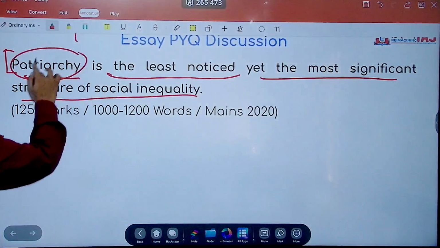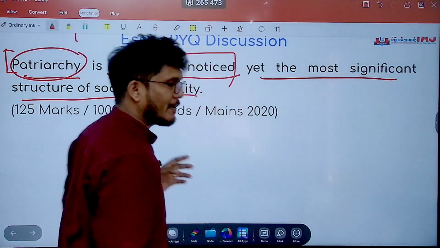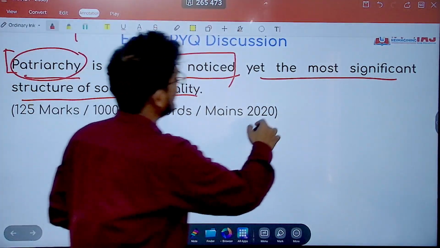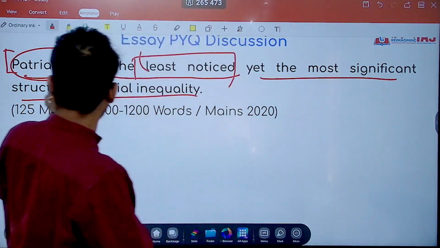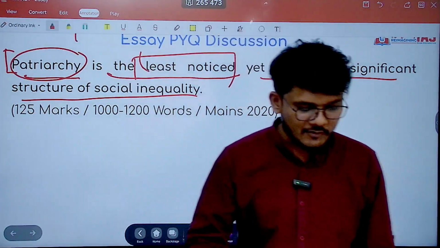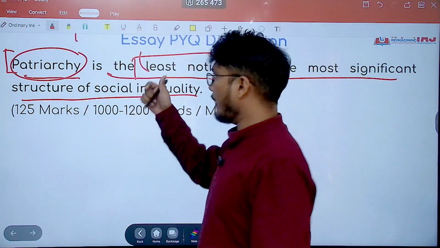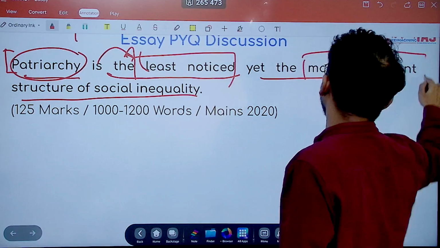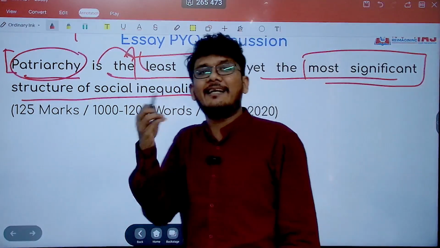Patriarchy is the least noticed. It might be there, it is present, but it is not noticed. It is least noticed is what they're saying, yet it is the most significant structure of social inequality. So first thing is you have to understand what this topic is talking about. It is saying it's least noticed. Now, if it is the most significant structure, how is it least noticed?